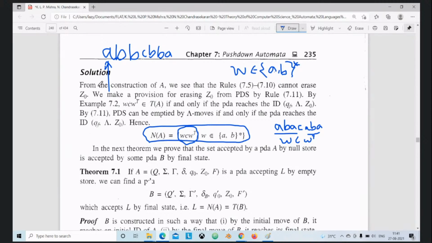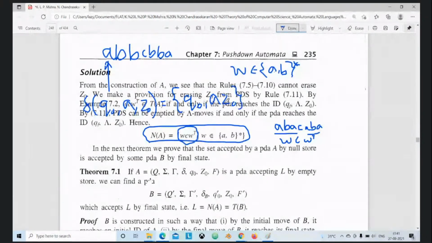What should you do? Should you push into the stack or not for this A? Yes, sir. Okay, so let us write it: A, Z0. So whether we should change the state or remain in the same state? Remain in the same state, sir. Okay, so we'll remain in the same state. And what should we do? We should push into the stack. Yes, we'll push into the stack.